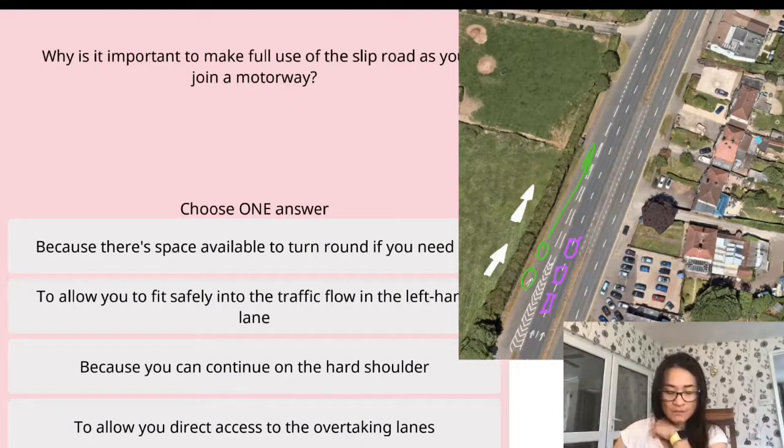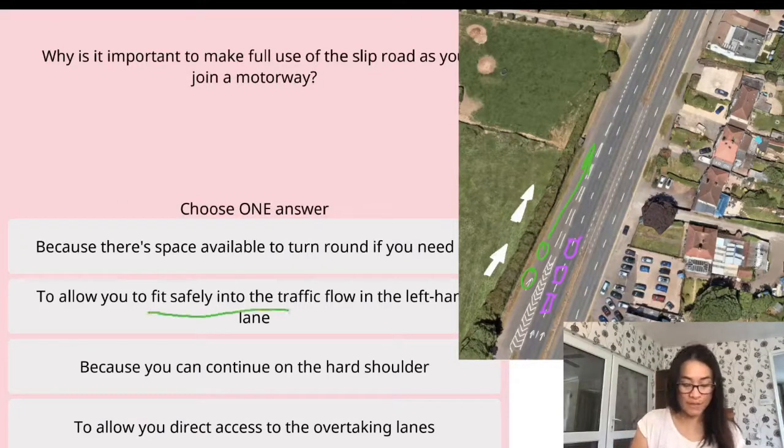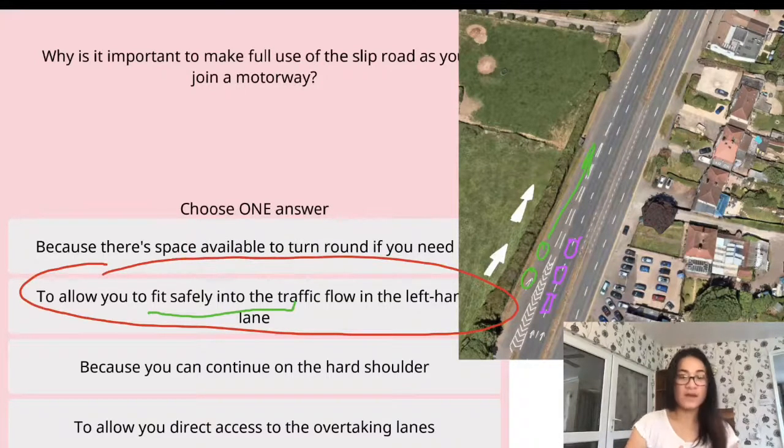The second one said this slip road allows you to fit safely into the traffic flow in the left-hand lane. That is the answer. The third one said because you can continue on the hard shoulder. You don't want to drive on the hard shoulder unless there's a sign allowing you to do so. But that's the hard shoulder. It's not about the slip road.